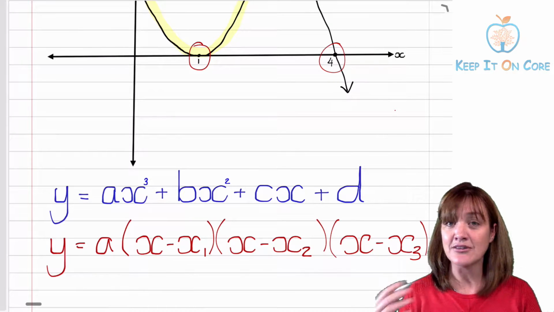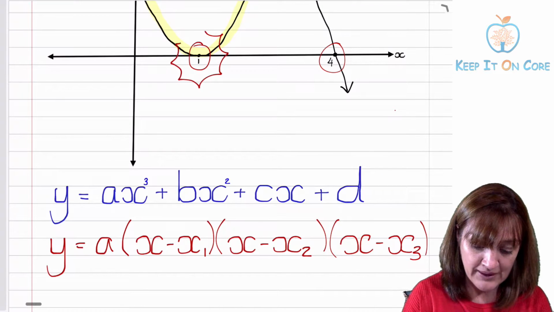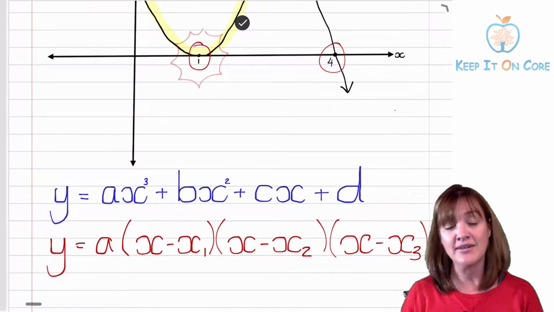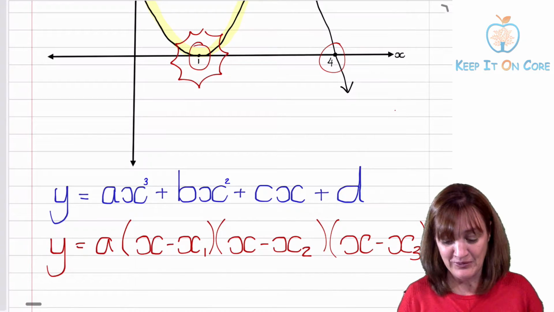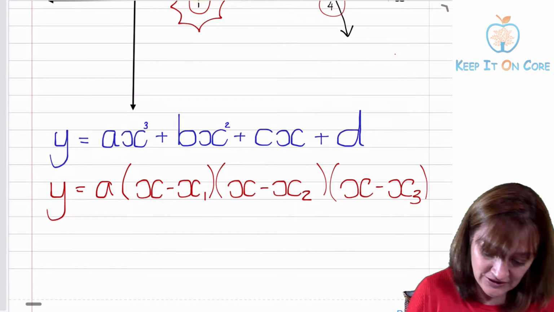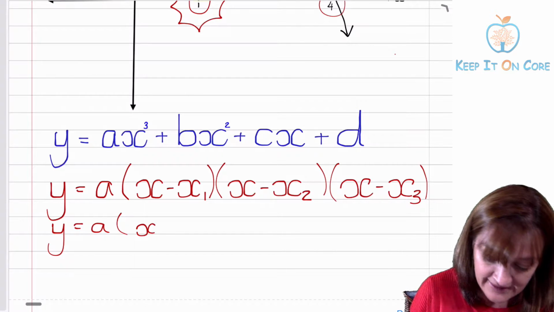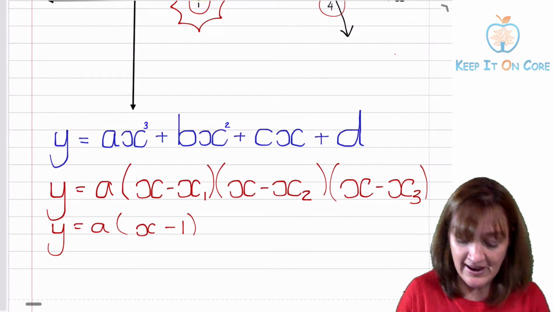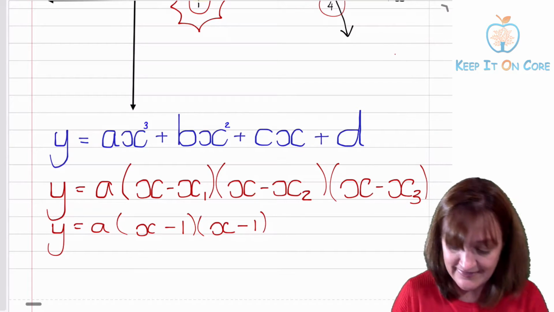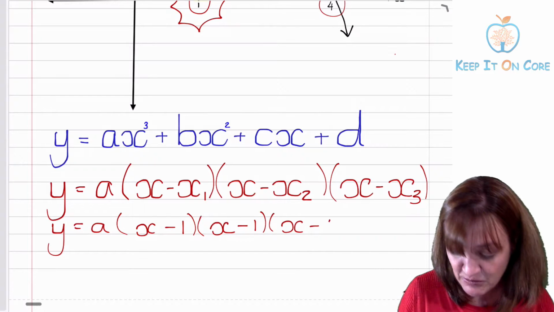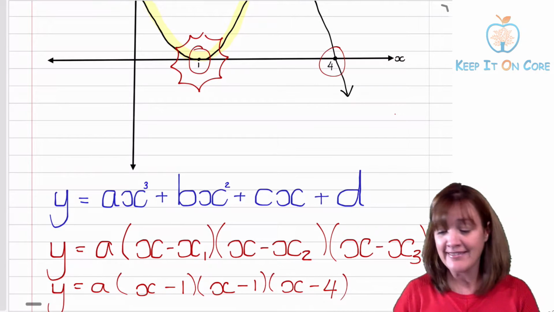The only thing that is interesting about this is that the point that is bouncing off your x-axis doesn't just get written into a bracket once, it gets squared. So we're writing it twice. Basically it's going to look like this: y is equal to a, times x minus 1, because that's the point it was bouncing off the axis, but because it was bouncing, we're going to square it. We're writing it twice. And then the other x-intercept was x minus 4. Once you've identified that, you're off.